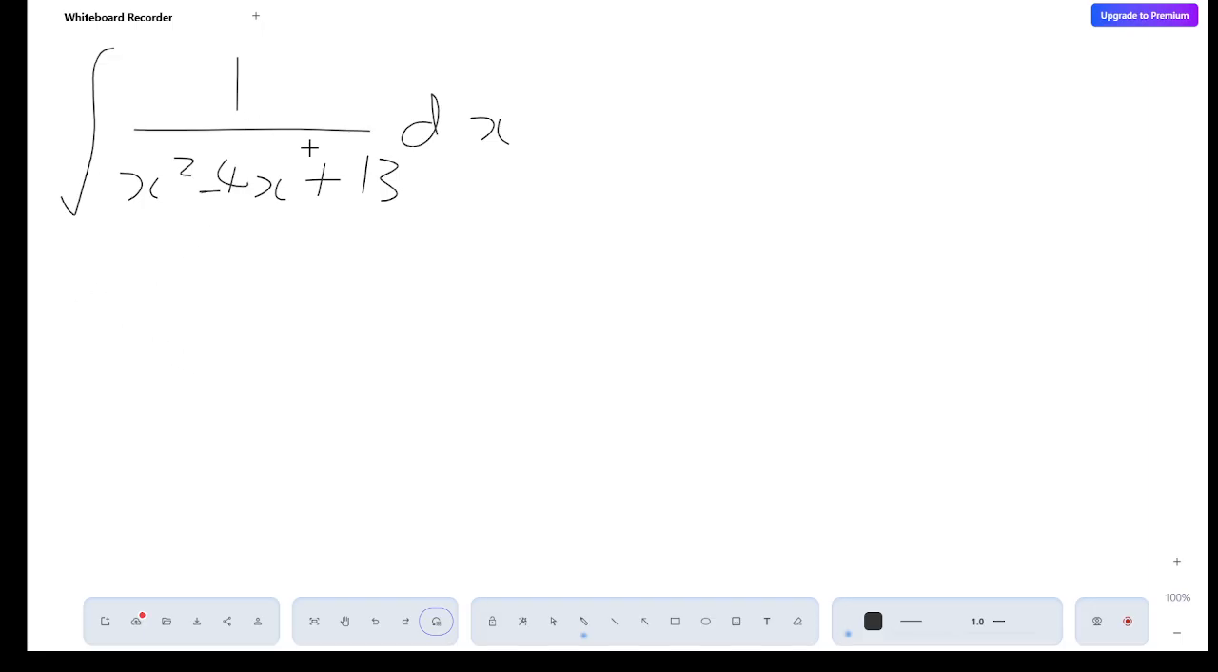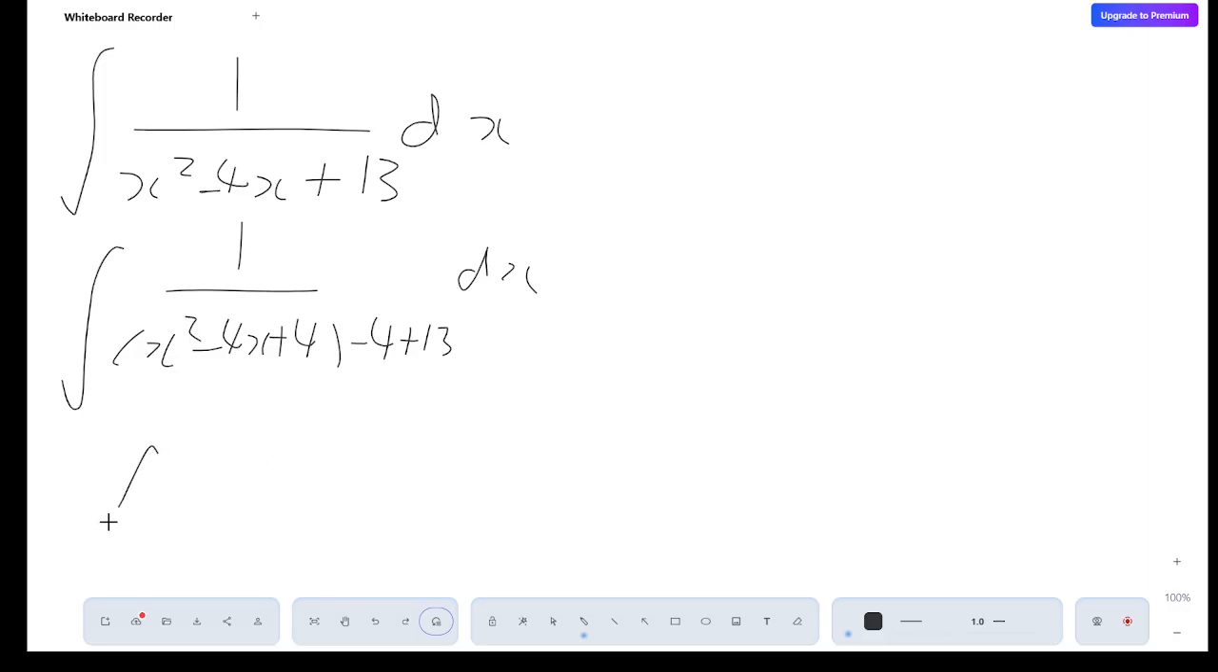Well, we can use completing the square. Completing the square will allow us to get a square plus another constant, which matches the inverse trig identities. So by doing this, you will just get x squared minus 4x plus half squared, plus 4 minus that, plus 13 dx. And this will equal the integral of 1 over (x minus 2) squared plus 9 dx. Sorry for the bad handwriting, but 9.